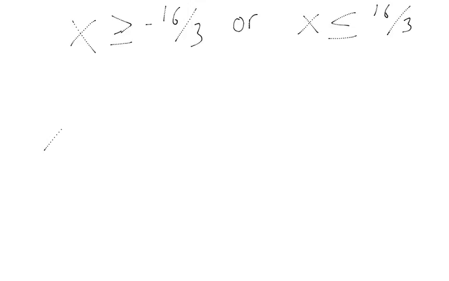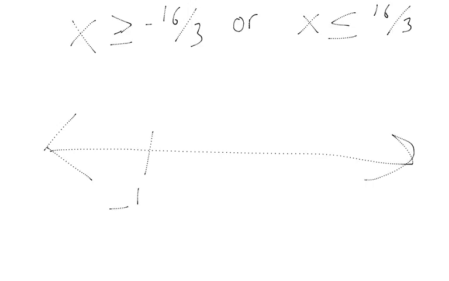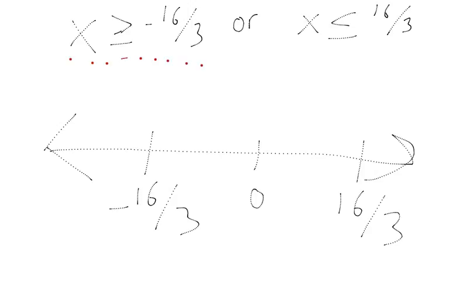So anyways, if I graph this, I'm first going to mark these points, negative 16 thirds, and then 16 thirds. So 0 is right there, basically. So x has to be more than or equal to negative 16 thirds. That's a closed-in circle, because it's equal to, and I go this way. And then, or x is less than or equal to 16 thirds. So closed circle, it's less than, I go that way.